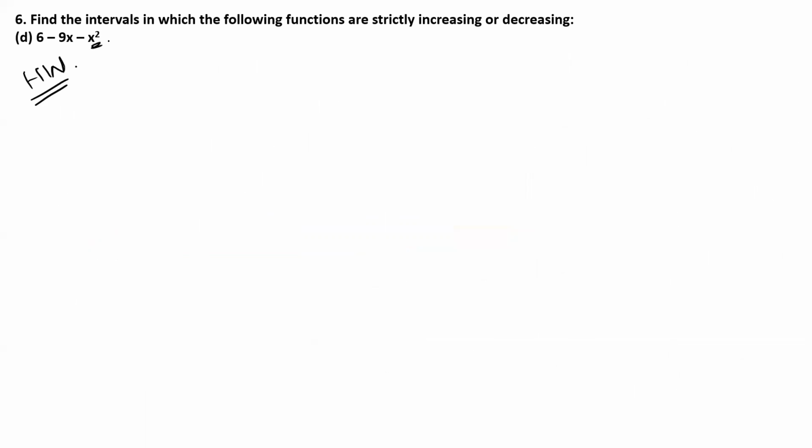You can see x square. You will get one value of x, so you will get 2 intervals. One will be increasing, the other will be decreasing.